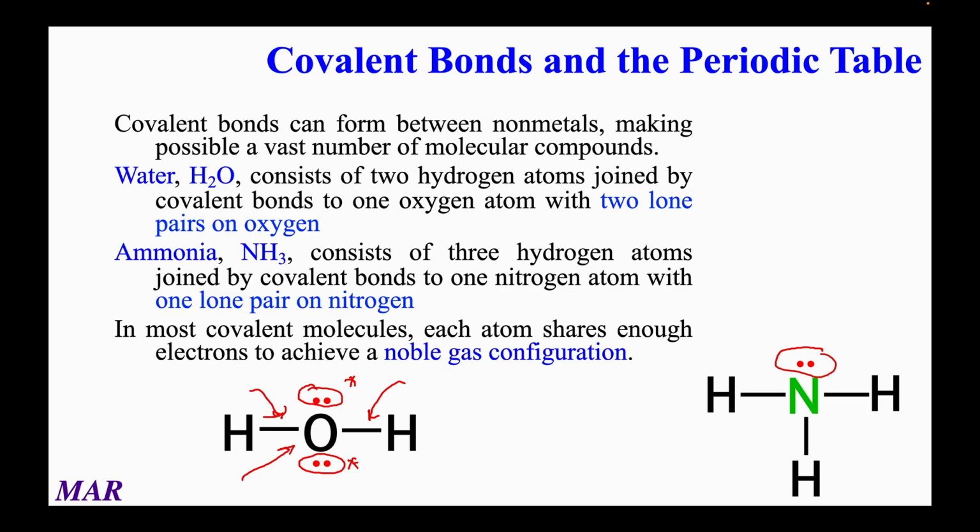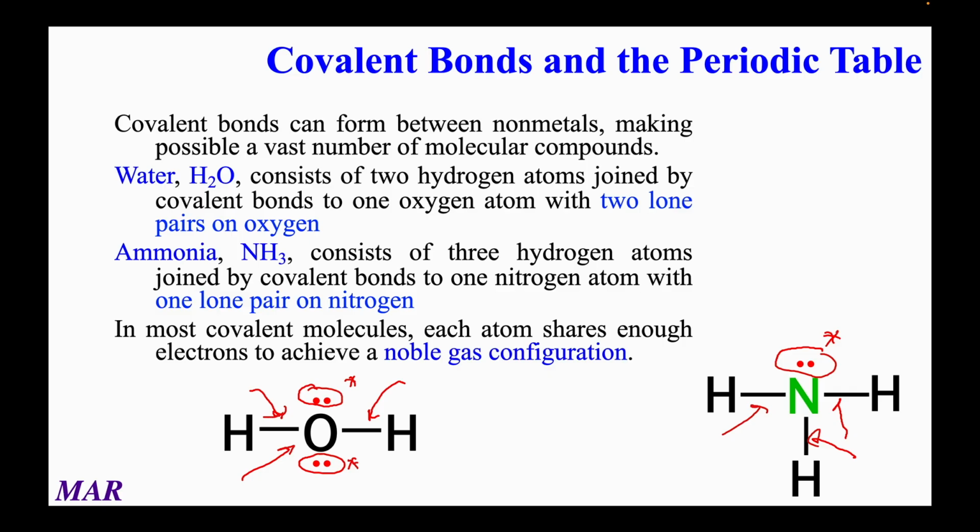Now the nitrogen on the right-hand side has the lone pair like we talked about, and it also has 3 bonding pairs to hydrogens. So 3 bonding pairs times 2 electrons per pair is 6 electrons, plus the 2 electrons as the lone pair. It also has 8 electrons, which is a noble gas configuration.